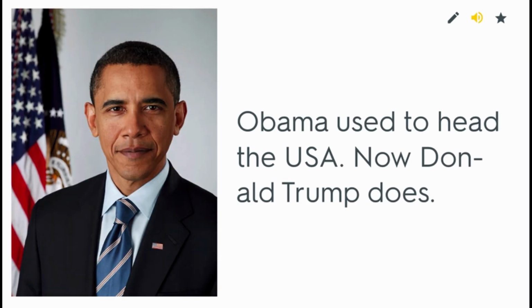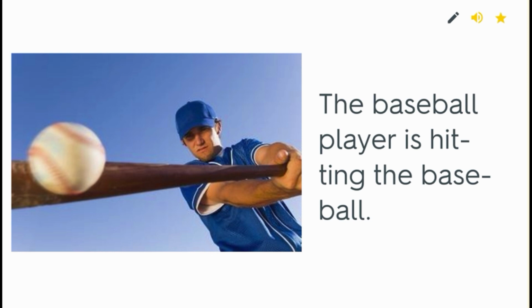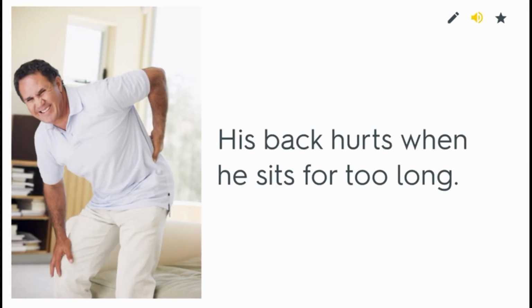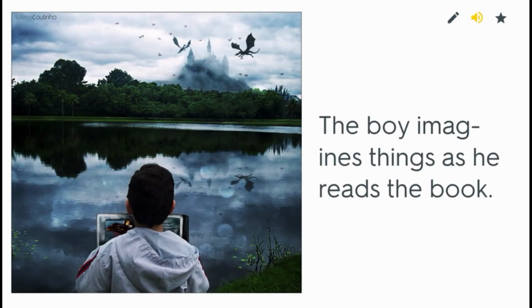To head. Obama used to head the USA. Now Donald Trump does. To hit. The baseball player is hitting the baseball. To hurt. His back hurts when he sits for too long. To imagine. The boy imagines things as he reads the book.